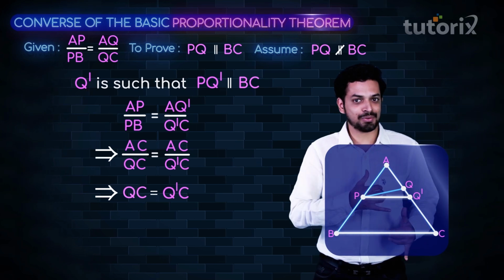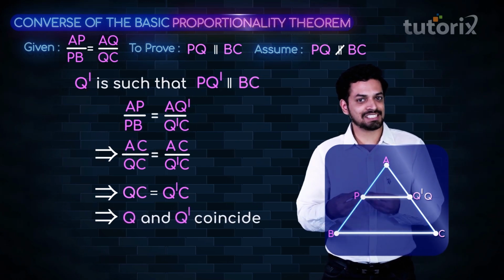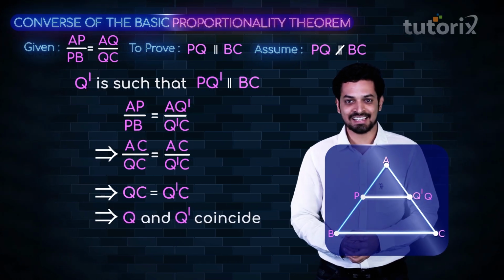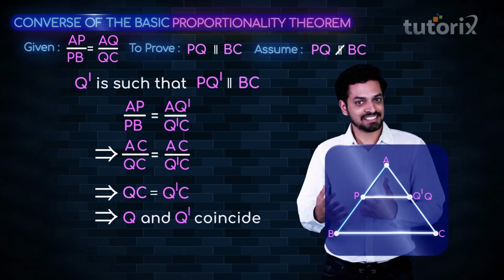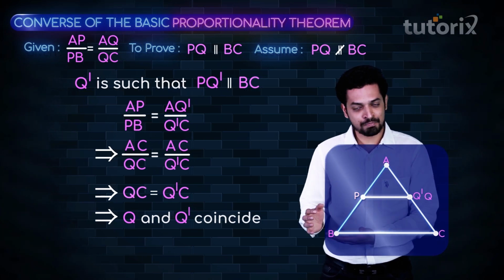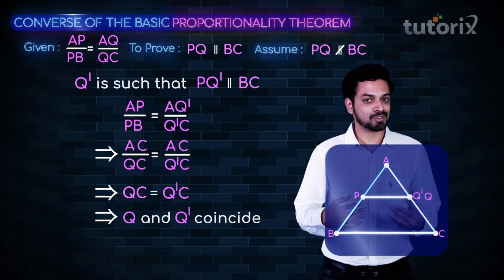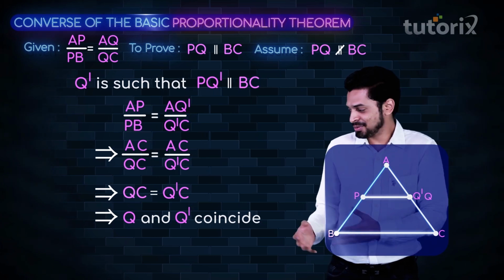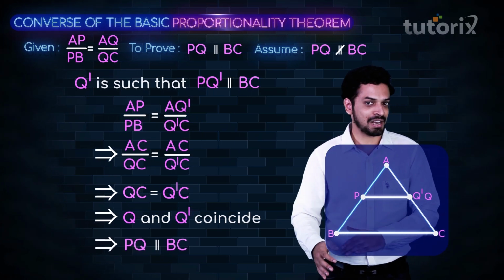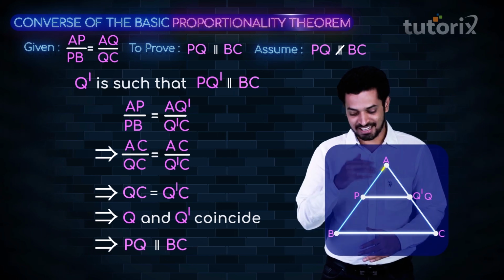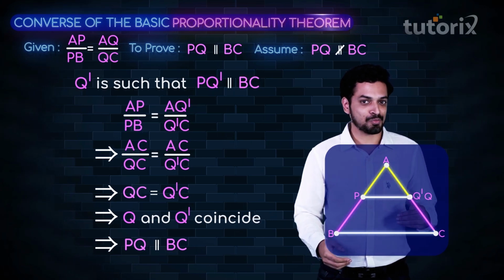Now what does it mean? If QC is equal to Q dash C, then Q and Q dash should be the same point, or they should coincide, right? And if they coincide, then since PQ dash is parallel to BC, we should have PQ also parallel to BC, right? So we have proved this theorem that PQ is parallel to BC when provided that AP by PB is equal to AQ by QC.